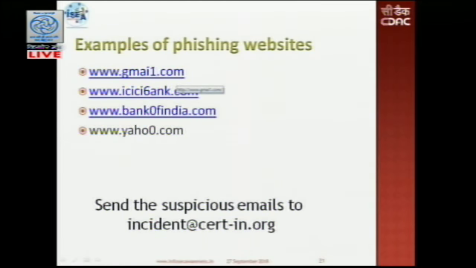between L and 1. Next, look at another example of a phishing website, ICICIbank.com, where the B is replaced with 6, and bankofindia.com, where O is replaced with 0, and yahoo.com, where again an O is replaced with 0. So, different phishing websites are created where the look and feel and the URL are very similar, and sometimes the URL is an image which you cannot differentiate from text.